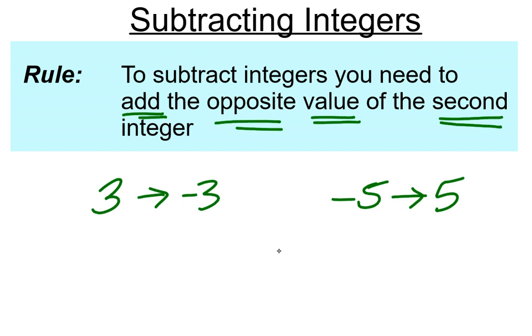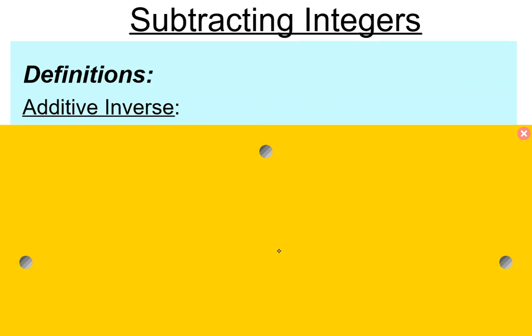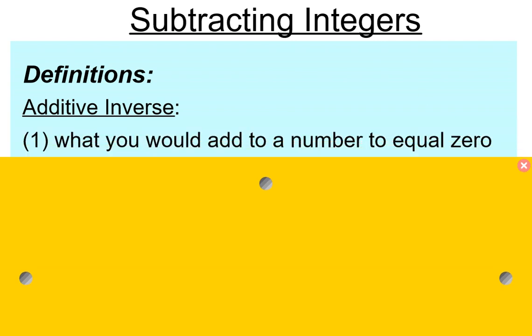But we need a definition before we talk about this rule just a little bit more. So let's take a look here. A definition for the words additive inverse. Now I'm going to give you two different definitions. They mean the exact same thing. One's a little more technical than the other. Okay, so let's look at the first one. The first one says an additive inverse is what you would add to a number to equal 0.